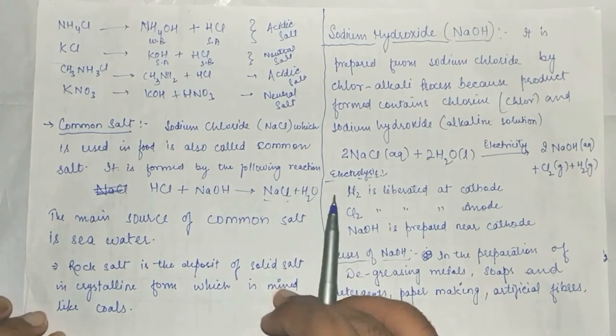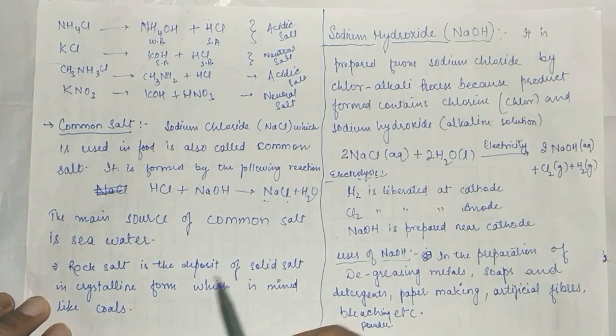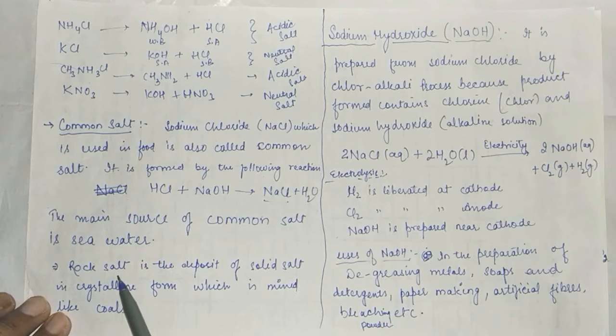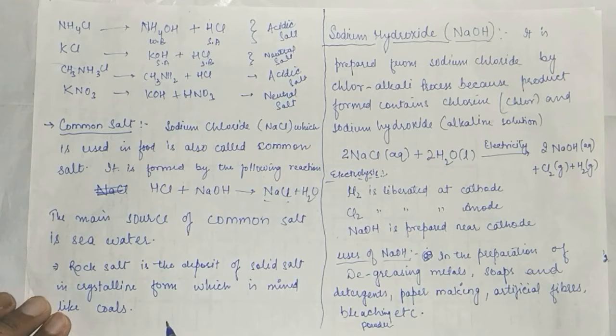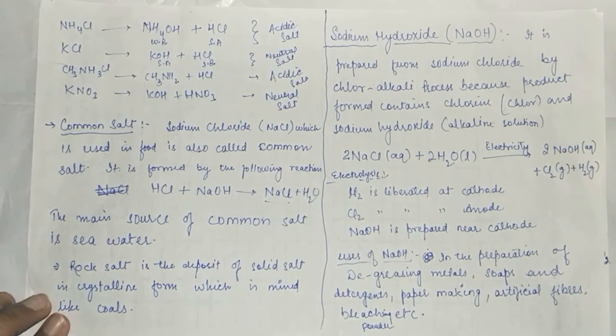Then after, rock salt. Rock salt जो होता है, that is also a crystalline form of salt which is deposited on the rocks. Okay, जो सेंधा नमक हम यूज करते हैं, that is called rock salt, and it is extracted like coal mines. जैसे coal mines में से coal को निकालते हैं, वैसे ही rock salt को निकाला जाता है.